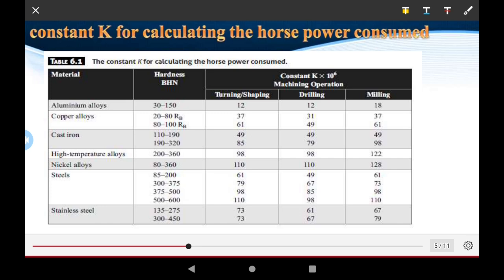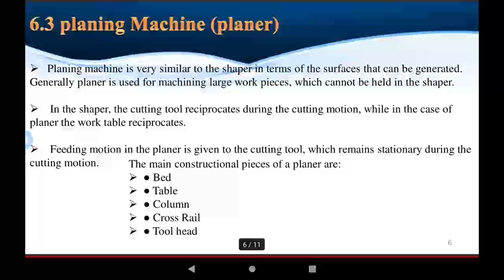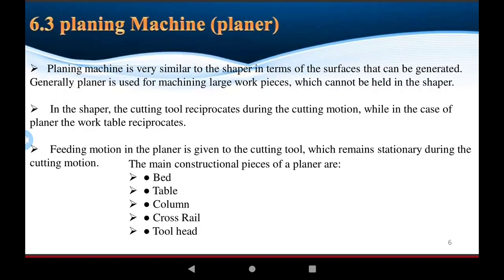This is the concept of the tables. When the BHN number increases, the k value also increases. And now the planing machine, or planer.